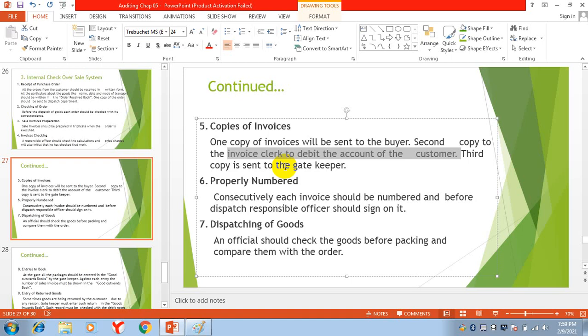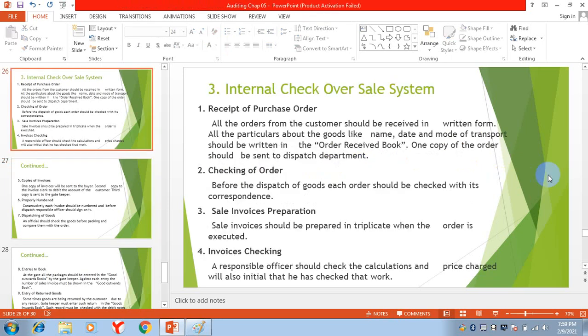And third copy is sent to the gatekeeper, because gatekeeper will make sure when goods are going out of the company, so gatekeeper, he is responsible for each and everything. So one copy should be sent to the gatekeeper. So sale invoices should be prepared in triplicate. There should be 3 copies when the order is executed.